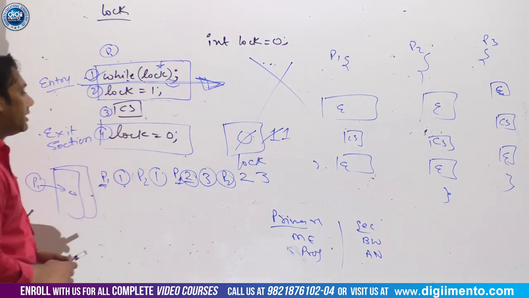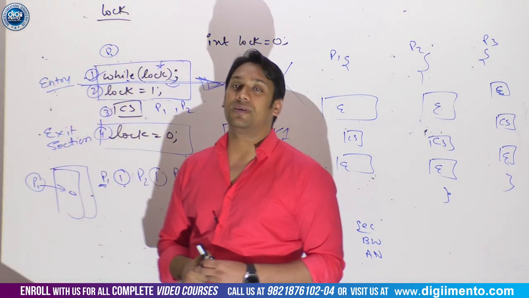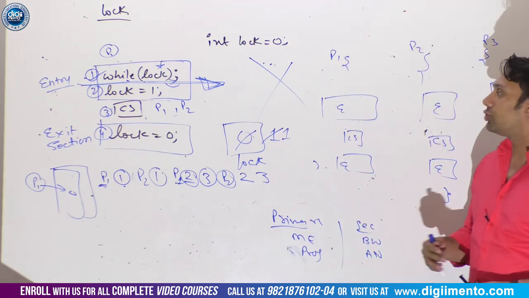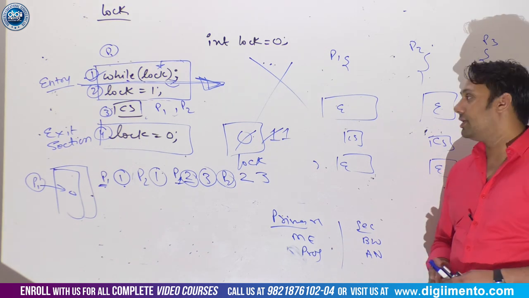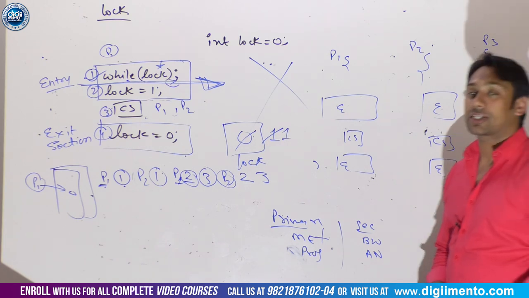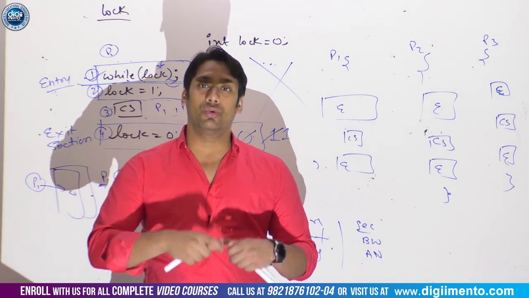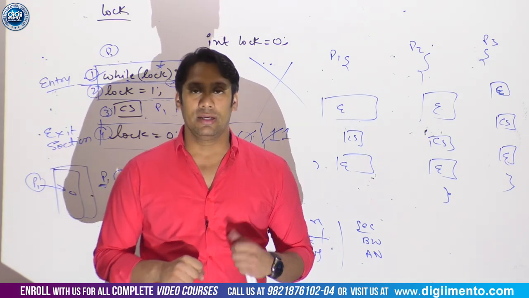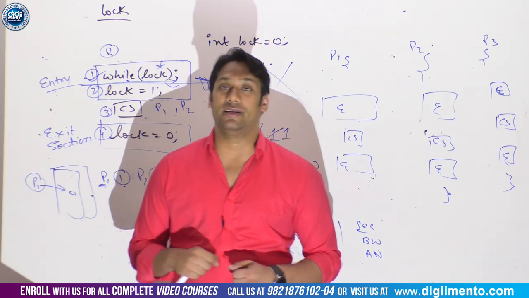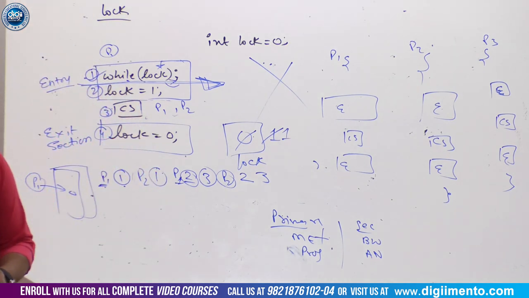So you can clearly see there are two processes inside the critical section. Two or even more than two processes can enter the critical section. Therefore the primary condition, mutual exclusion, is not followed. See, the main aim of synchronization is to stop more than one process from entering the critical section, but that main aim is not followed here. More than one process can enter the critical section at the same time. Is it clear to all of you?